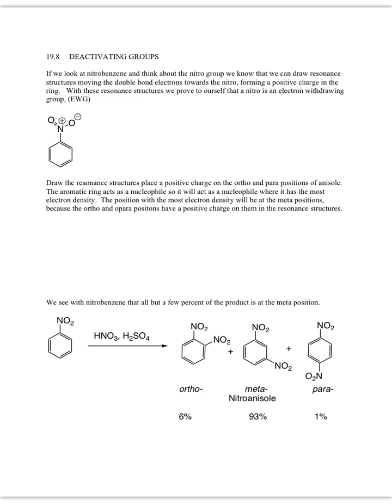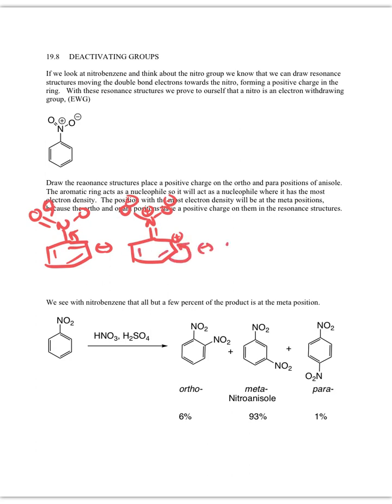So deactivating groups, electron withdrawing groups, nitrobenzene. Can you draw the resonance structure for nitrobenzene? We have to send the electron density out to the oxygen. So we get a double bond, two single bond oxygens with negatives, positive on that nitrogen, positive on this carbon, and then just chase the positive charge around the ring.